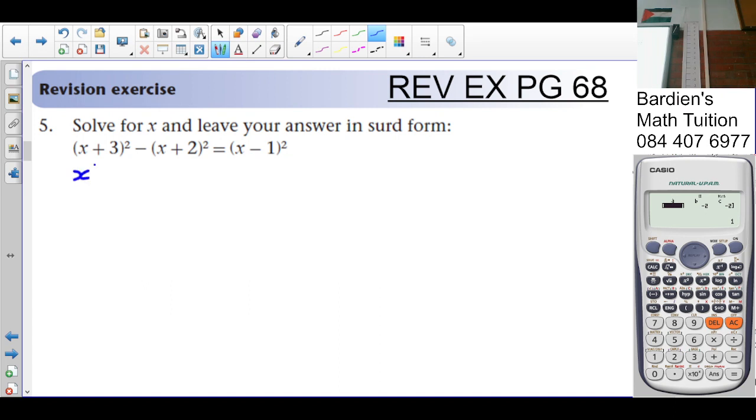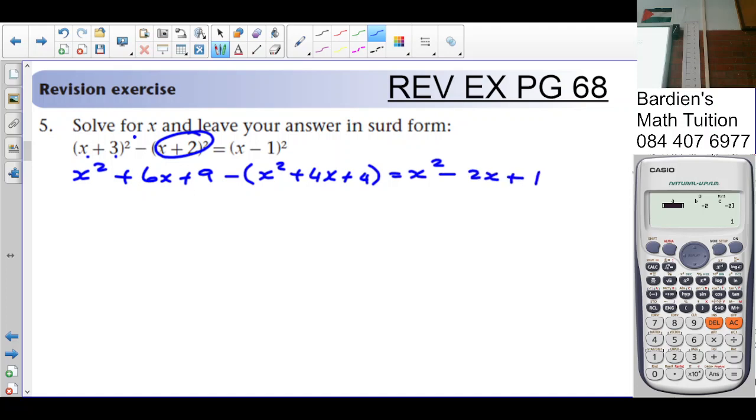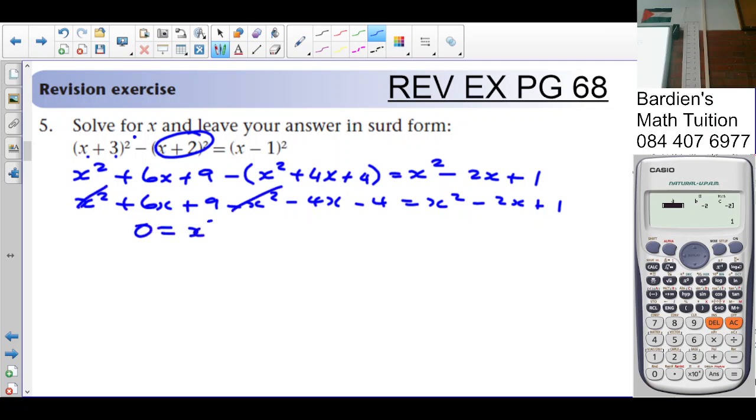It's a binomial squared. With x squared, that times 2 is positive 6x plus 9, minus a binomial squared. So they give you x squared plus 4x plus 4, equals the binomial squared, which is x squared minus 2x plus 1. Now, just getting rid of the brackets: x squared plus 6x plus 9 minus x squared minus 4x minus 4 equals x squared minus 2x plus 1. Bring everything to one side of the equal sign. So I'm going to the right hand side. So 0 is equal to x squared, now minus 2x minus 6 is minus 8x, minus 8x plus 4x is minus 4x.